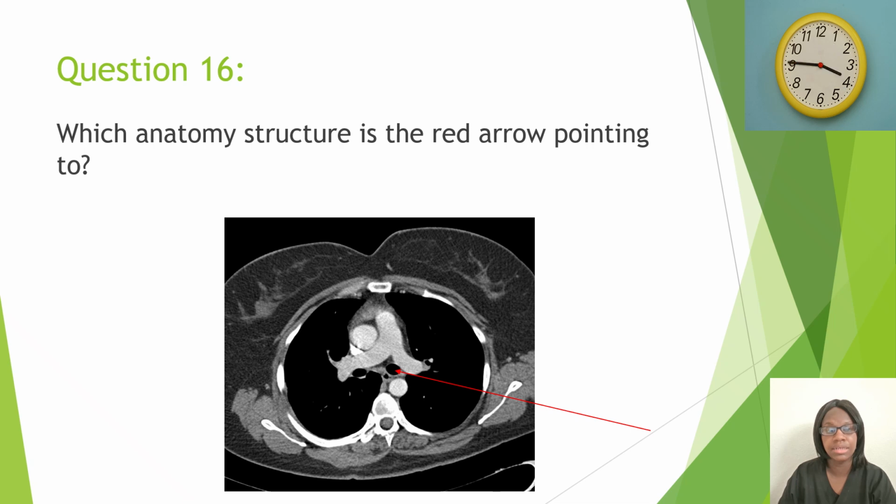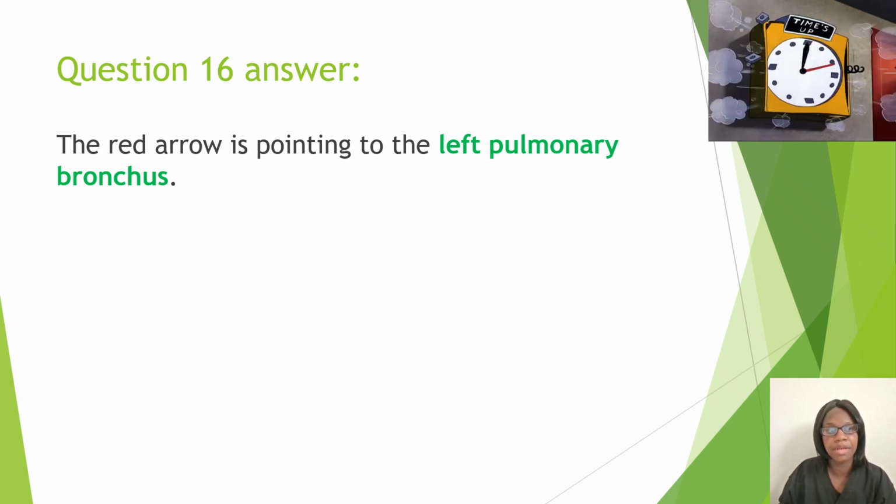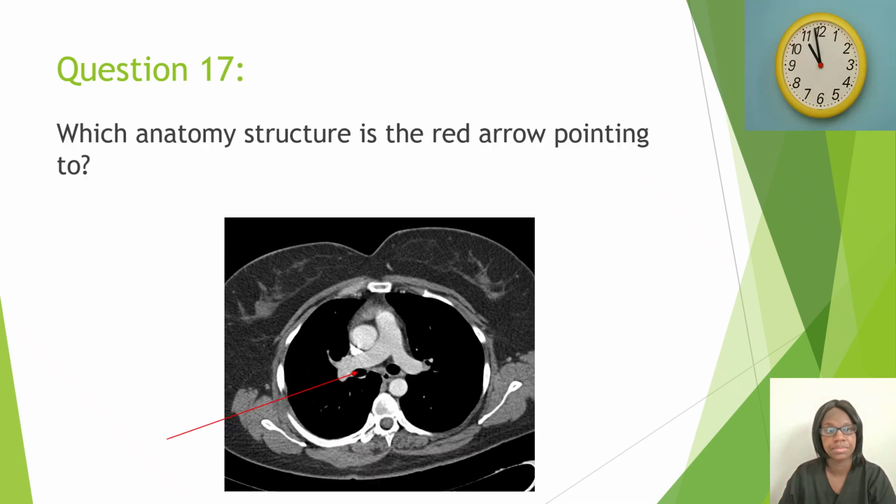Question 16. Which anatomy structure is the red arrow pointing to? All right, the correct answer is the left pulmonary bronchus.